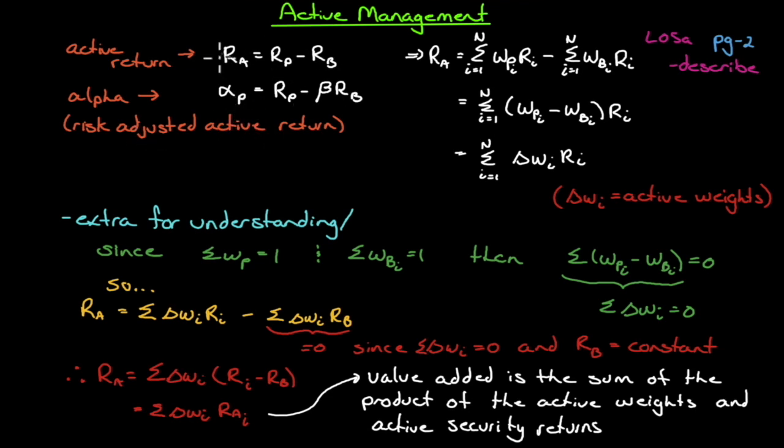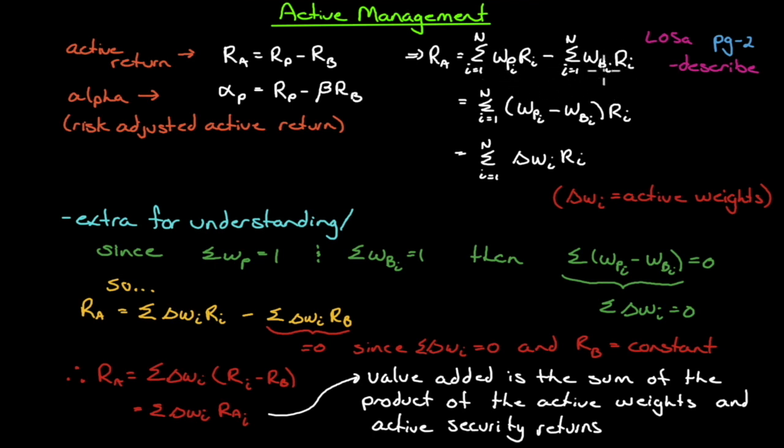So let's deal with our active return for now. And we can break active return down into this. Remember we said the return on the portfolio is the weightings of the individual assets times the return of the individual assets. And on the benchmark, it's the weightings times the individual returns. So we can just subtract these two.